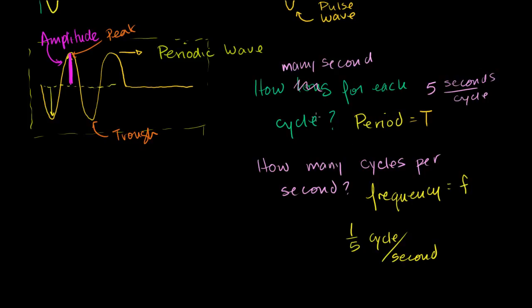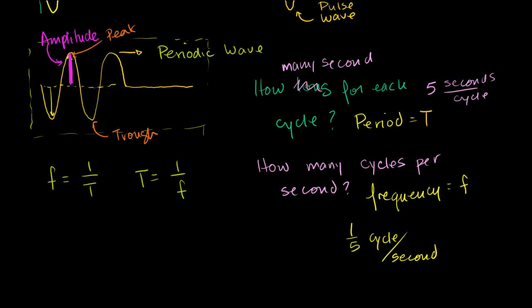This is how many seconds per cycle. How long does one up, down, back again take? And this is how many up, down, back agains are there in a second. So they're inverses of each other. So we could say that frequency is equal to 1 over the period. Or you could say that period is equal to 1 over the frequency.